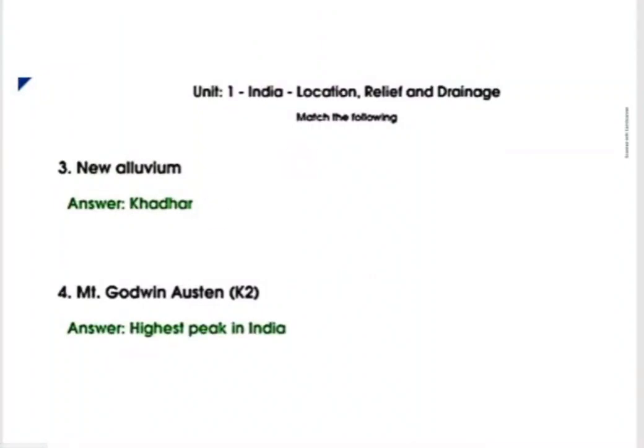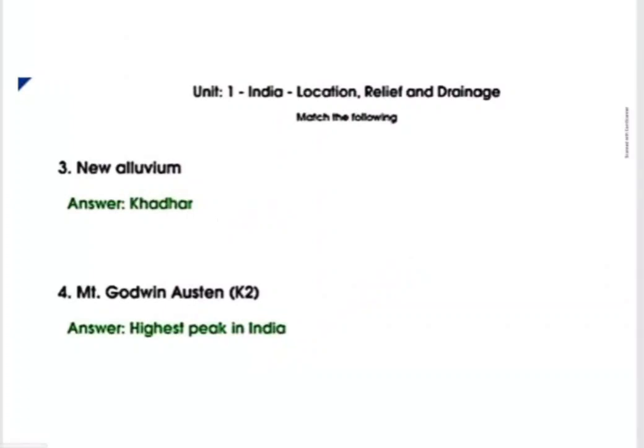New alluvium in the sense Khadar. The next one, Mount Godwin Austen, otherwise called Mount K2. This is the highest peak in India. One word answer, they may ask this question in fill-ups also, children. At the same time, Mount Everest is the highest peak in the world.